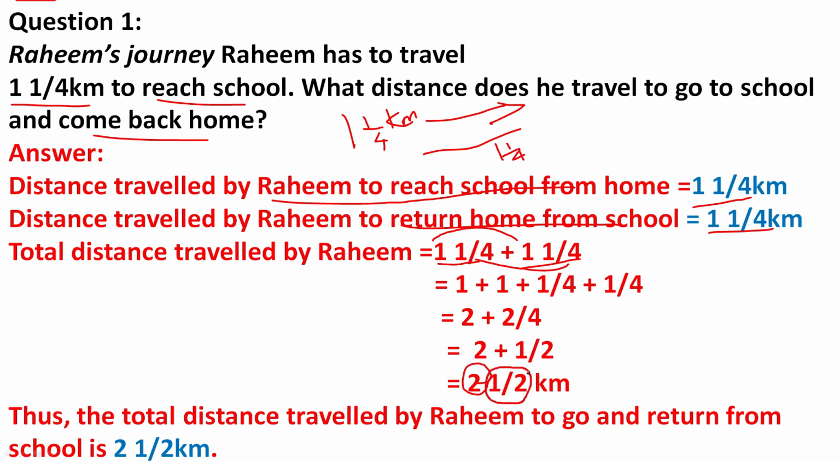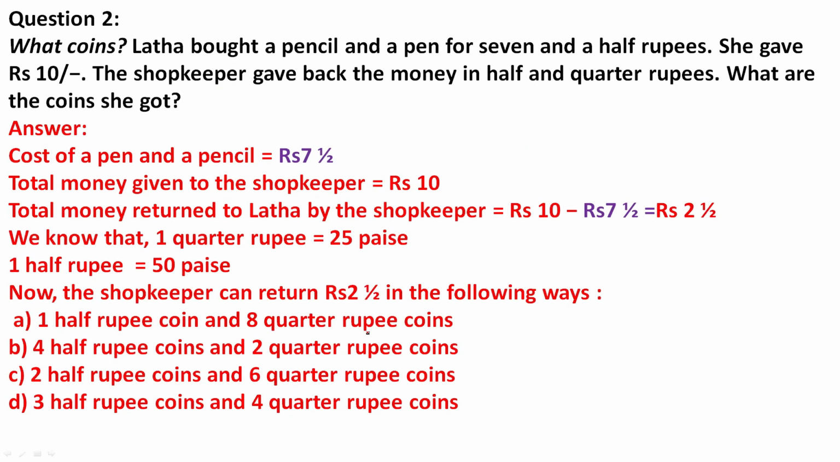So totally 1 by 2 kilometer Rahim has to travel. What coins did Lada buy? A pencil and a pen for 7.5 rupees. C gave 10 rupees. The shopkeeper gave back the money in half and quarter rupees. What are the coins C got?